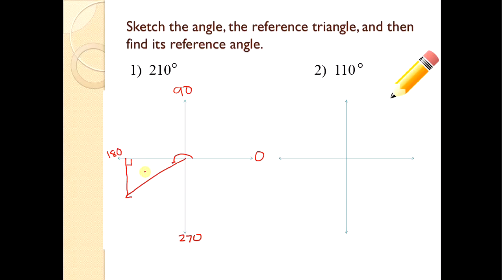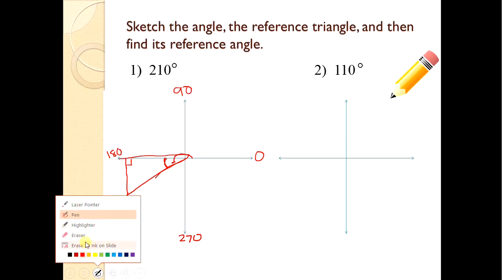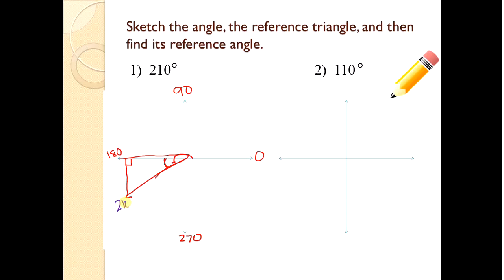Now, to find my reference angle, notice from here to here is from origin to my angle. I need to know the measure of this angle, just from here to here. That is pretty easy to find. I said this was 210, right? Well, from 180 to 210, how many degrees is between that? 210 minus 180, I'm going to get 30 degrees. So that is my reference angle, 30 degrees. It's how many degrees are between one of the 0, 90, 180, or 270 and the angle that you created, okay? So let's try 110.